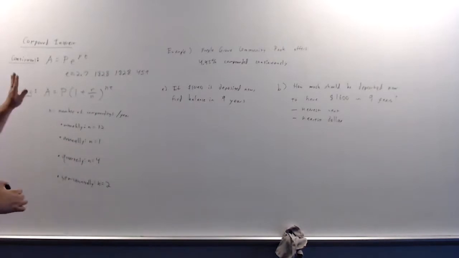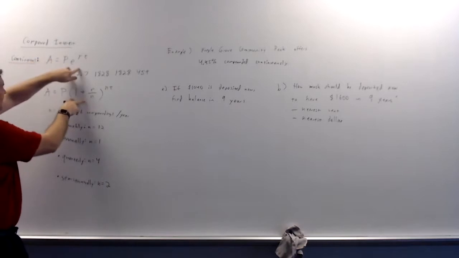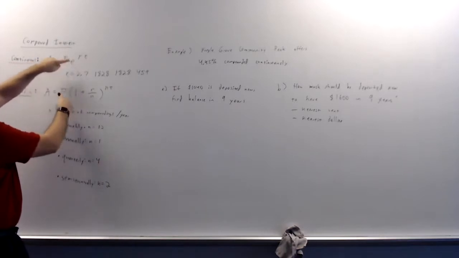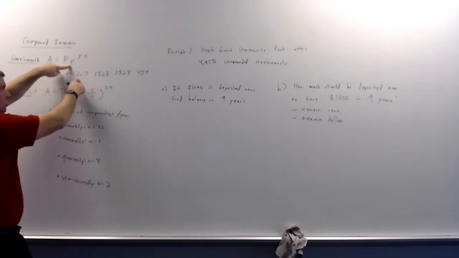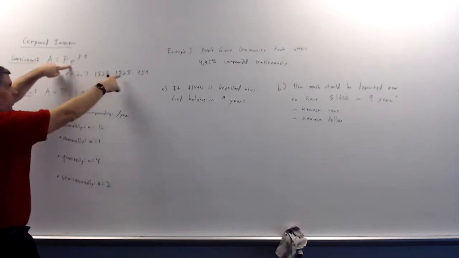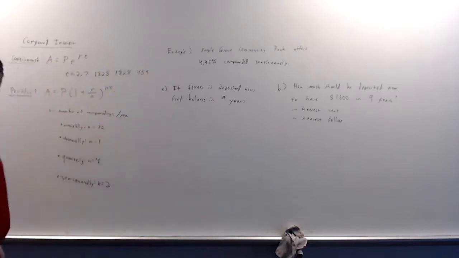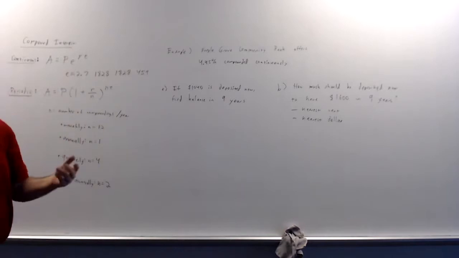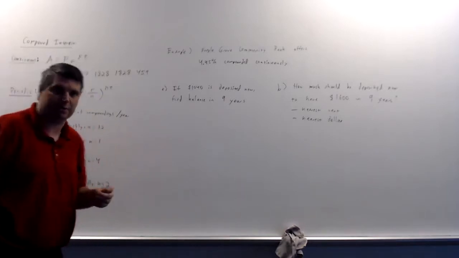Okay? So accumulated value equals the principal, and then this is where things become different between the two of them. For continuous, it's e to the rate times time. e is a constant. It's approximately 2.718281828 and then it goes on forever. You'll hit shift or second ln on your calculator to get to that feature.